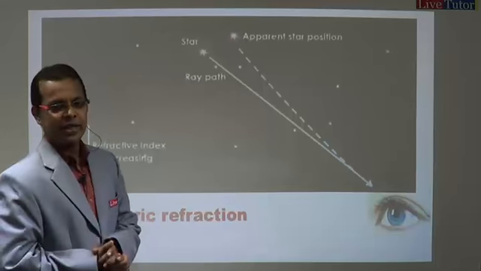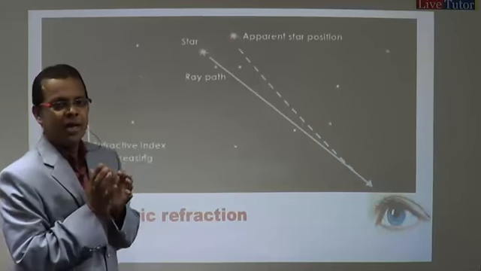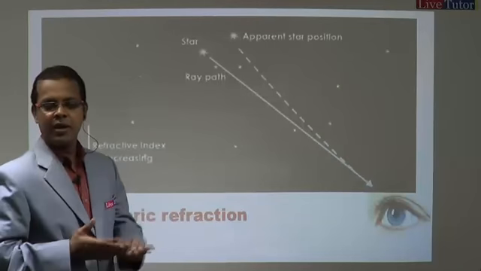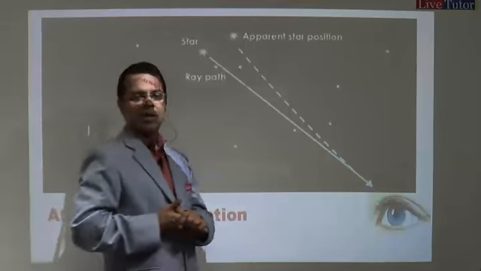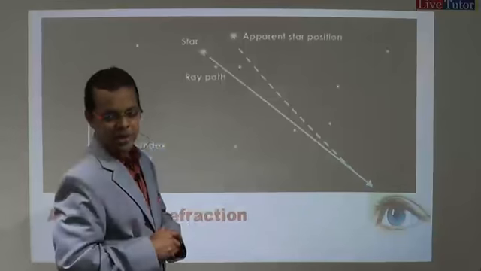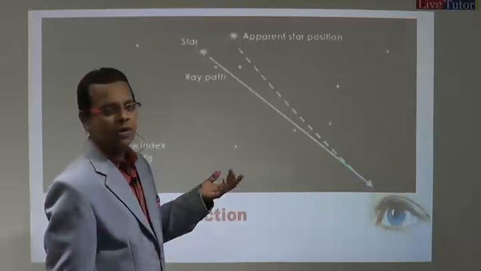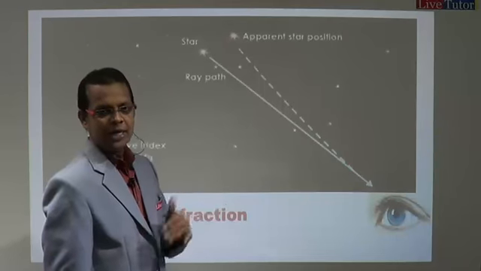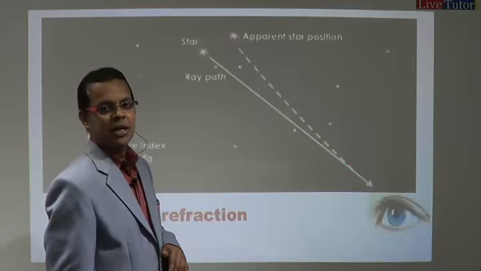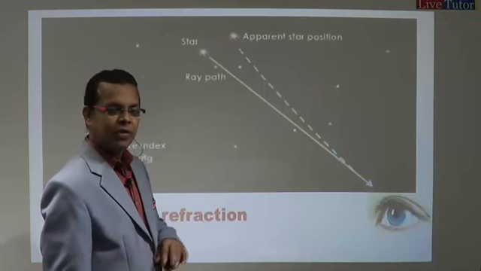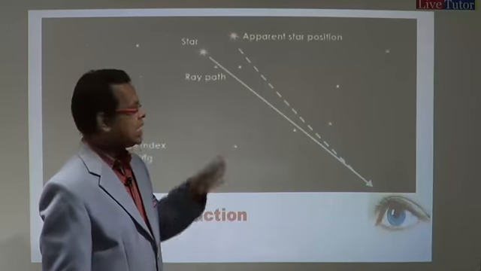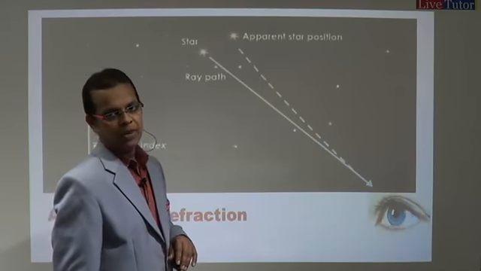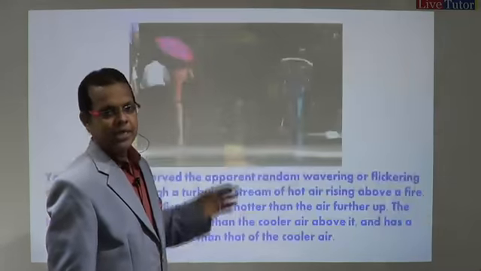Already we have studied when light is entering from one medium to another, from a rarer to a denser medium or denser to rarer medium, with two different densities, it is getting refracted. That is, the path of the light is changed, deviated, or bent towards the normal or away from the normal. That is happening not only on the earth, it is also in the sky. That we will see in detail now.